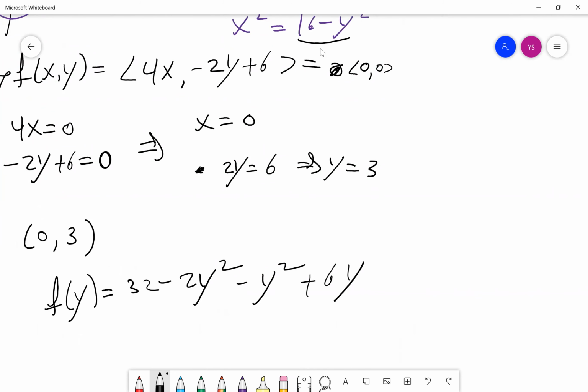And this, of course, is 32 minus, so let's do that in the last part. This is going to be negative 3y squared plus 6y plus 32.